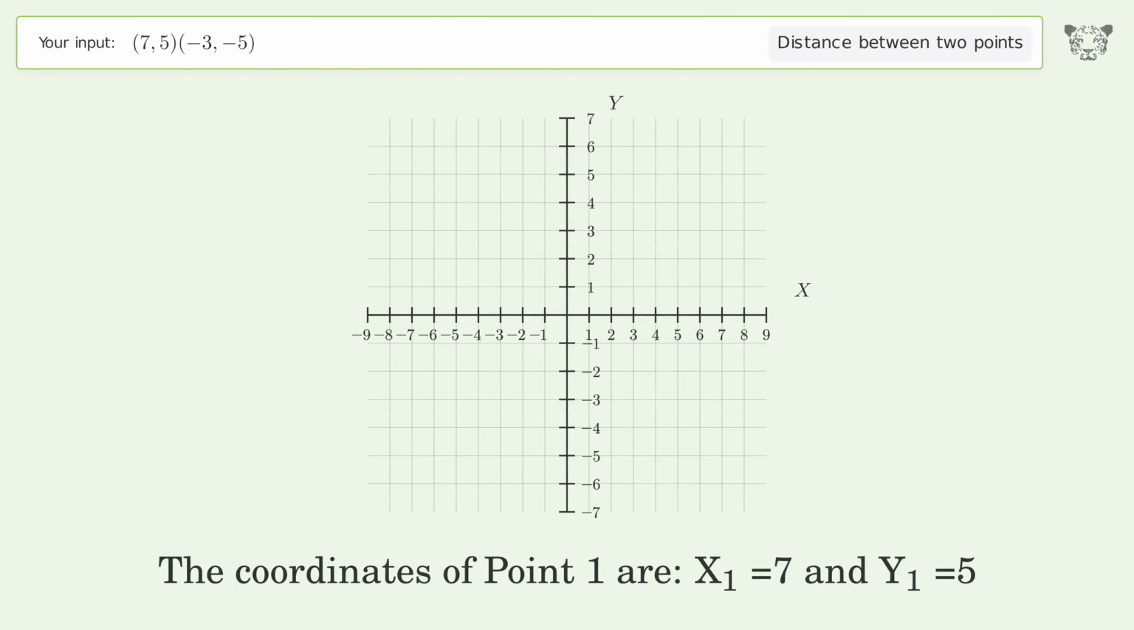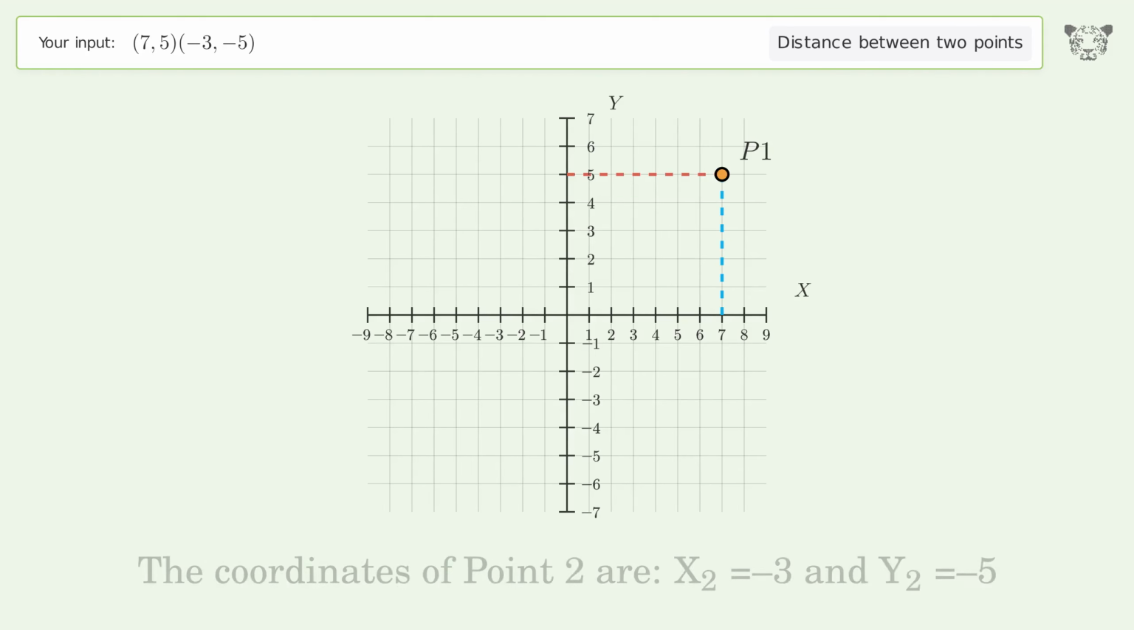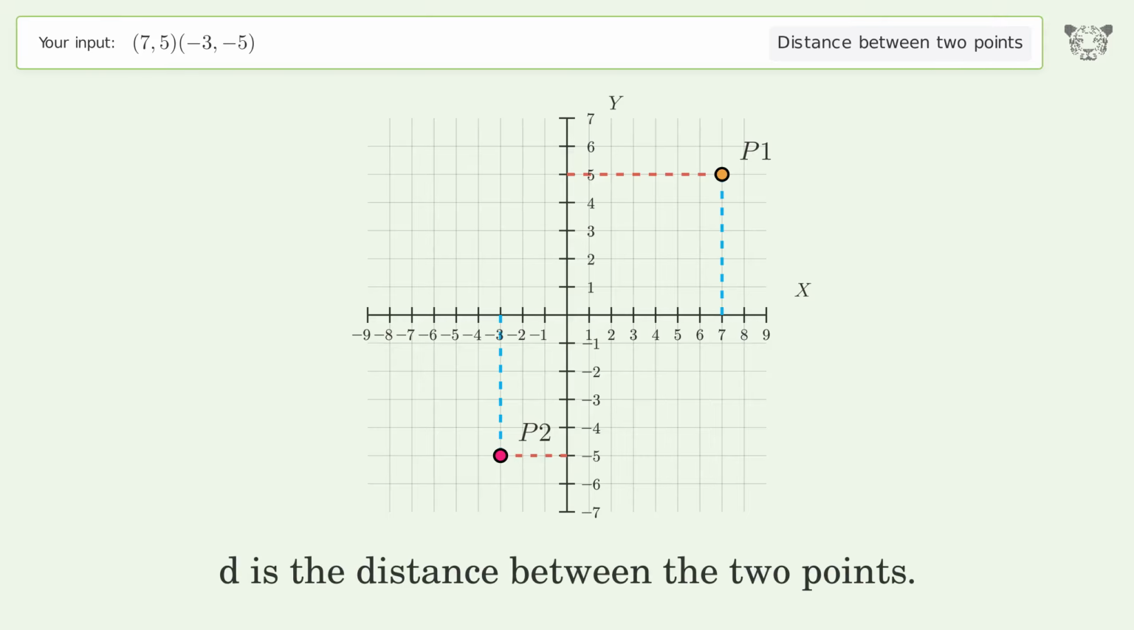The coordinates of point 1 are x1 equals 7 and y1 equals 5. The coordinates of point 2 are x2 equals -3 and y2 equals -5. D is the distance between the 2 points.